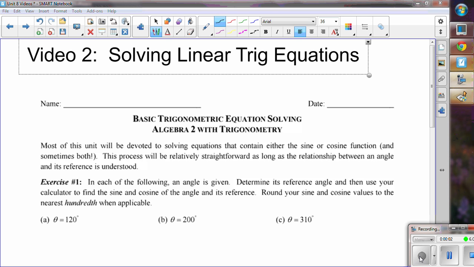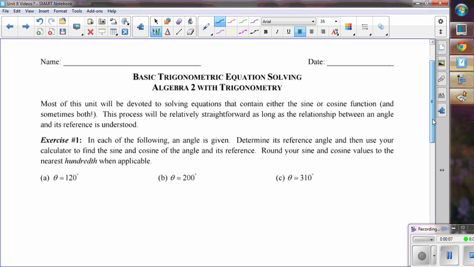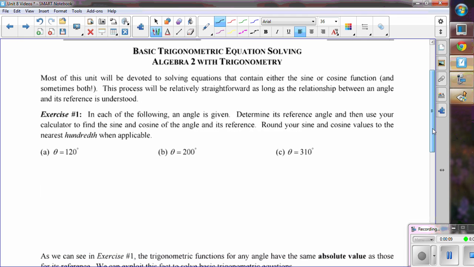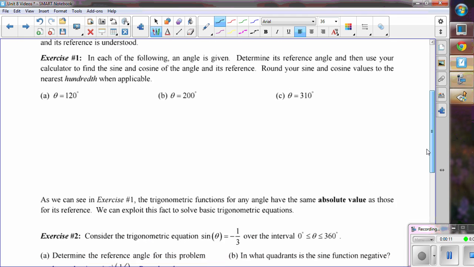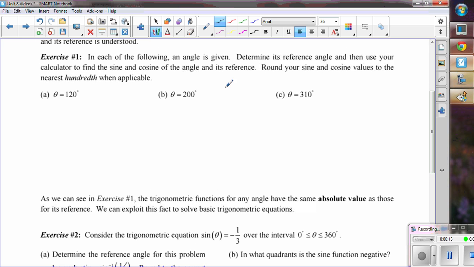This is Unit 8, Video 2, Solving Linear Trig Equations, and we are going to solve some basic equations using the information that you've got in the past. So the first thing that we're going to do is determine the reference angle and then use sine and cosine to the nearest hundredth.